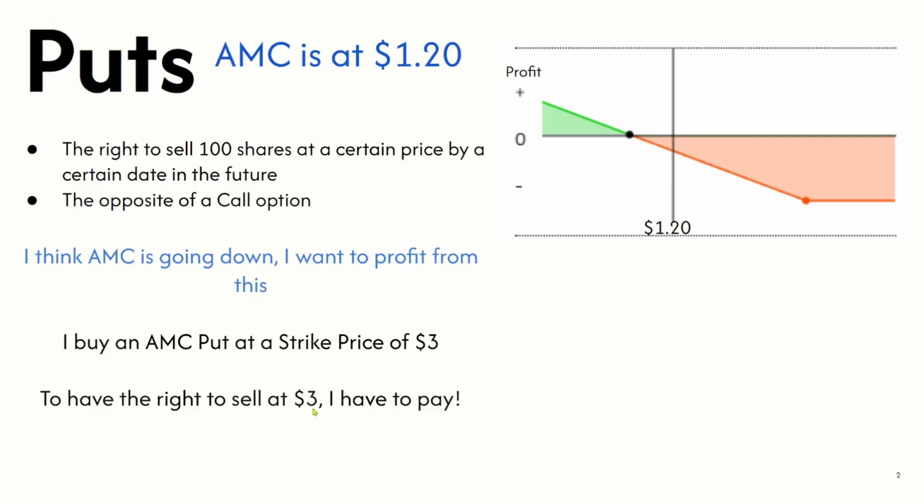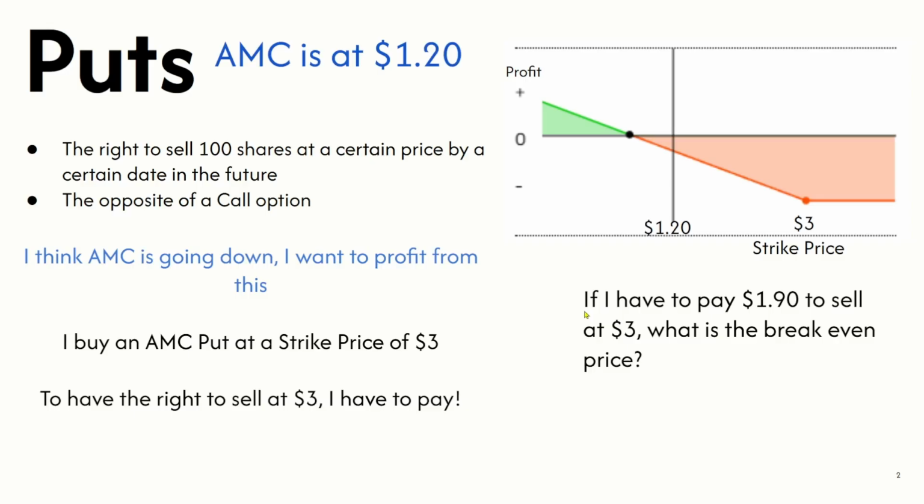And think about this. This is already in the money. If AMC is at $1.20, which is here, and my strike price is up here, I have the right to sell it at $3. This is considered in the money, because if I could buy at $1.20 and then sell at $3, that would just be unlimited profit. I could just do that over and over again. So this would be an in the money option, and obviously that would be a great thing. I would have to pay to be able to sell at $3 if the stock is only at $1.20 today.